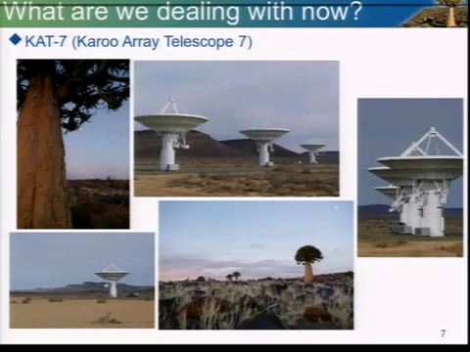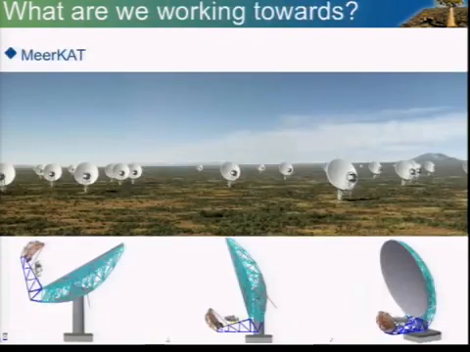It's CAT 7. CAT means Karoo Array Telescope, and 7 because, strangely enough, there are 7 dishes. It's a conventional prime focus design, which means that receptor antenna.